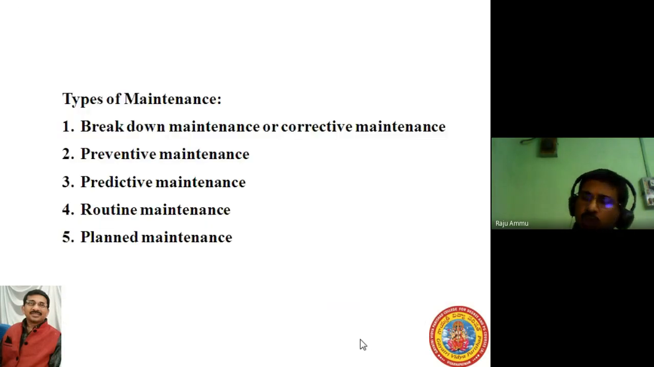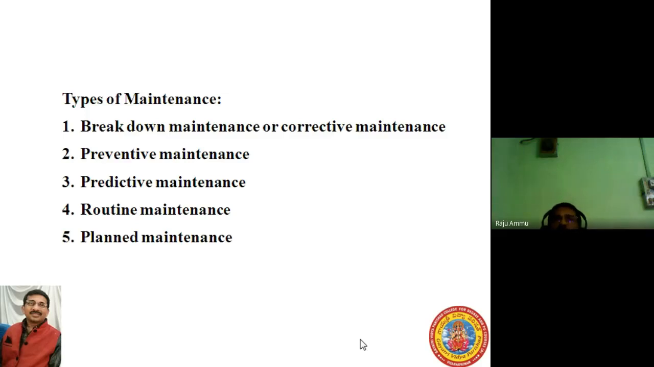objectives are these actually. Now, friends, there are different types of maintenance, according to the convenience, or according to the organizational setup of the organizations. You may have different types of maintenance. But before I go to the types of maintenance, let me give you a small idea around the scope of maintenance.